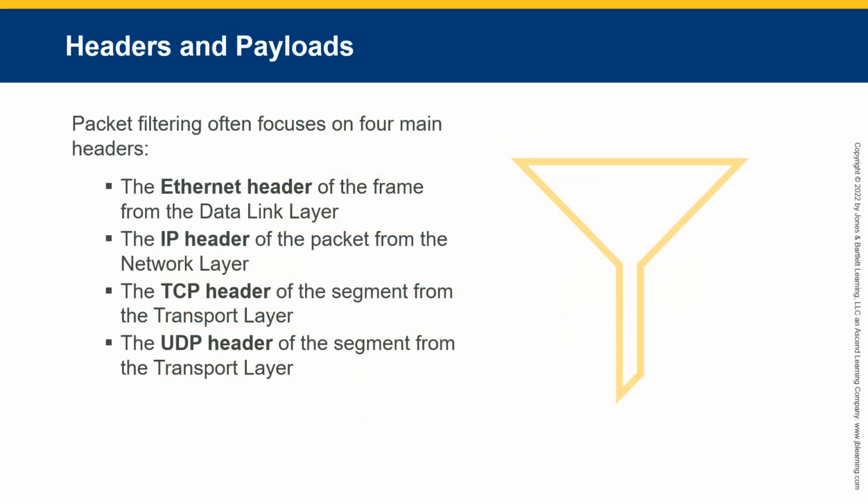We look at the headers and payloads of many packets. When you're analyzing network traffic, you look at four main headers. The first one is the Ethernet header, and that is found in the data link layer. The IP header is the packet in the network layer, and that's where you find the addressing information, physical addresses in the Ethernet header. The TCP header kind of tells you what the segment is in the session layer, and then the UDP header is a segment from the transport layer also. So these are things you want to look at when analyzing network traffic.